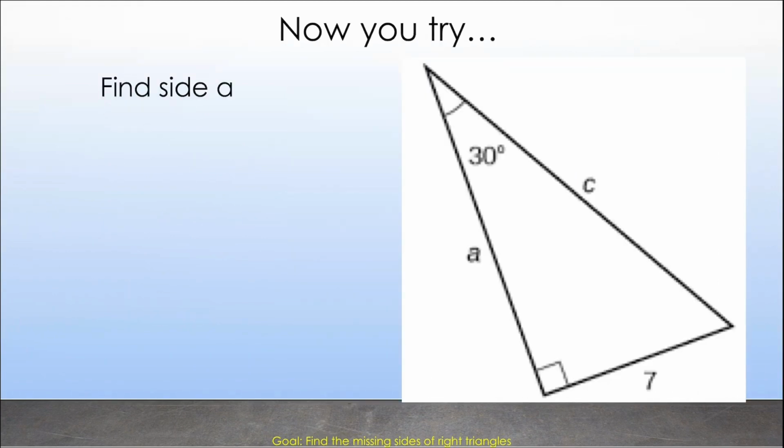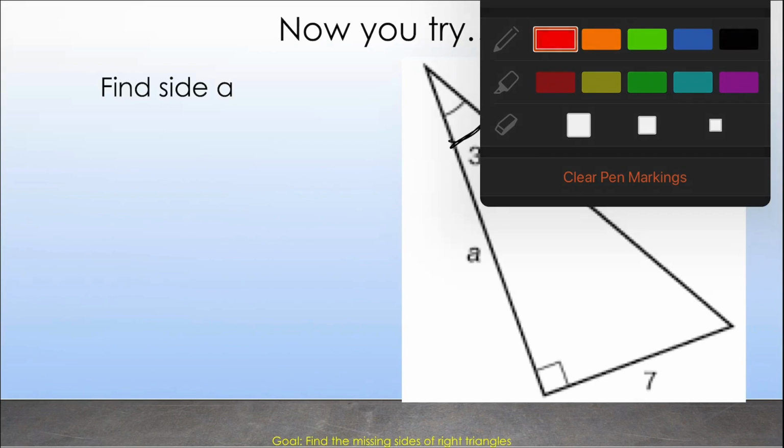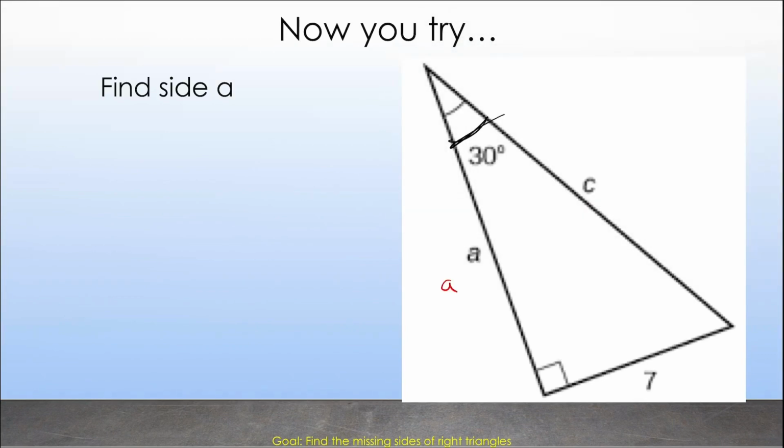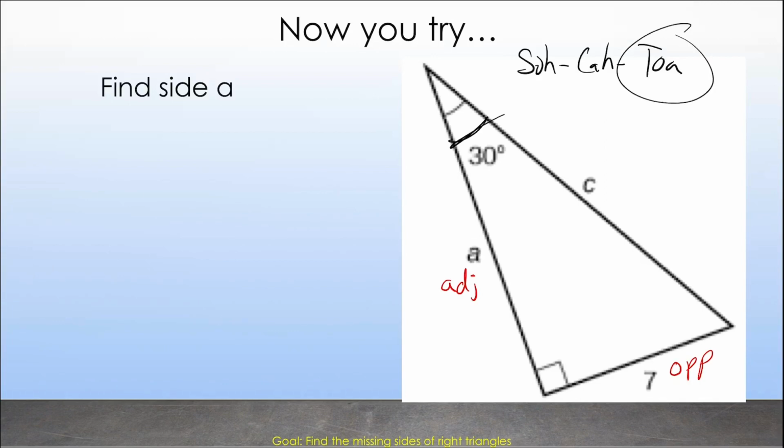Okay, now I want you to try. All right, so I have my angle. I'm looking for side A here, so let's define our sides. So I have my adjacent. The other side that I know is my side opposite. I have opposite and adjacent. Well, that's going to be my tangent. So I'm going to say the tangent of 30 degrees is equal to my opposite side divided by my adjacent side.